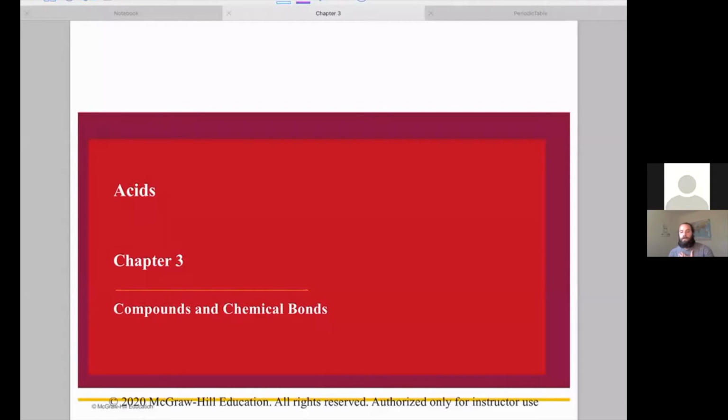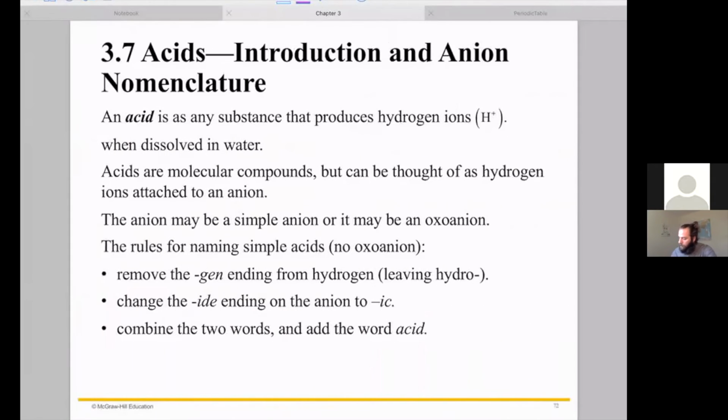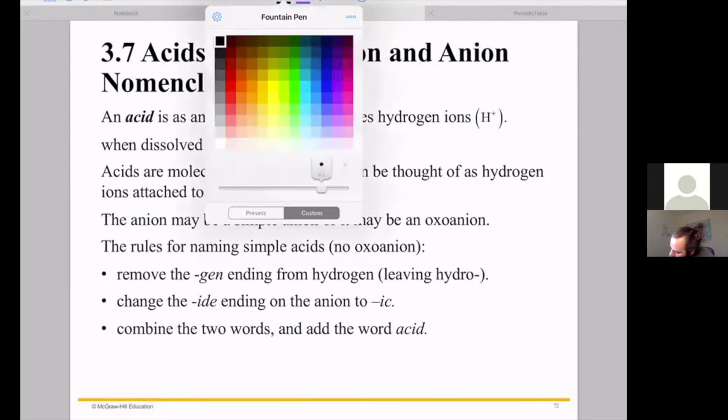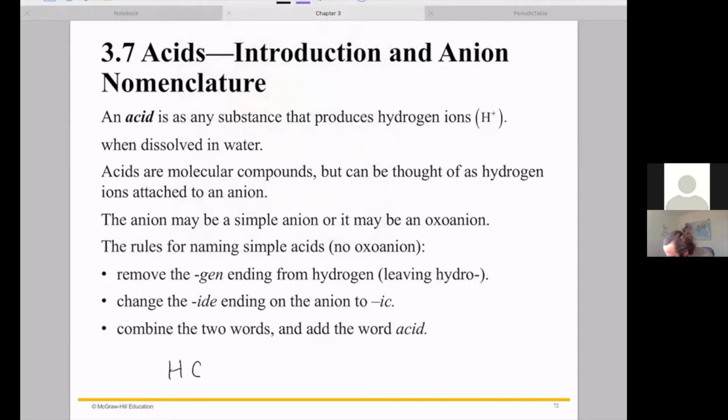All right, so the last thing we're going to do is talk about acids and how to name acids. First of all, what is an acid? An acid is a compound that readily will give up a hydrogen ion when dissolved in water. Everybody's probably heard of acids outside of a chemistry classroom, and you know they're dangerous. You don't want to drink them. But what exactly is an acid? An acid is a compound that has a hydrogen that it's just ready to give up. One classic example of a very strong acid is HCl.